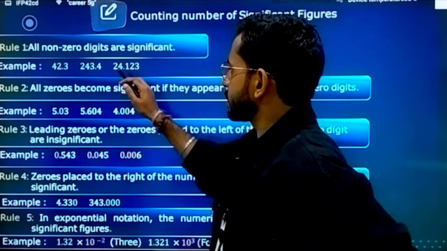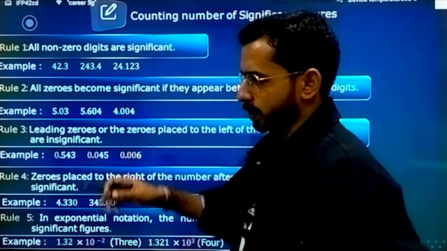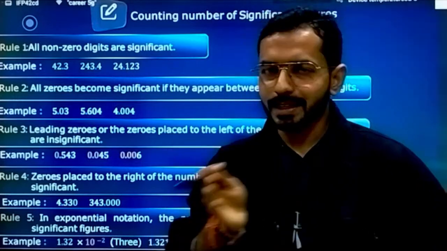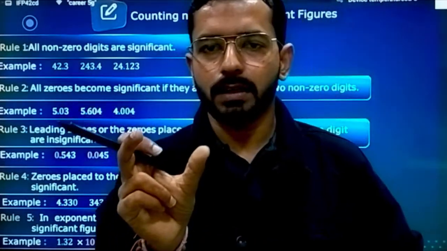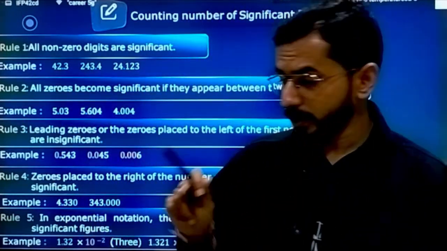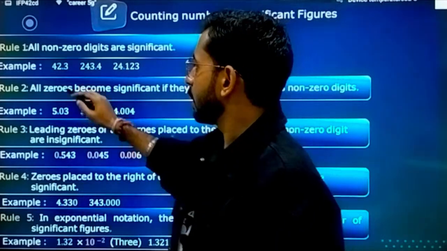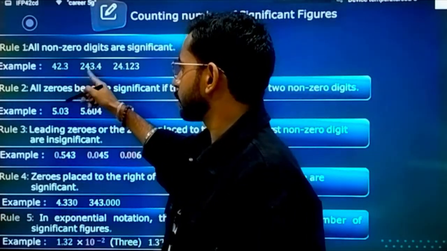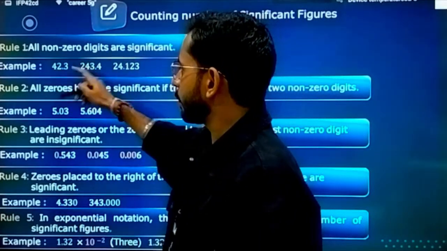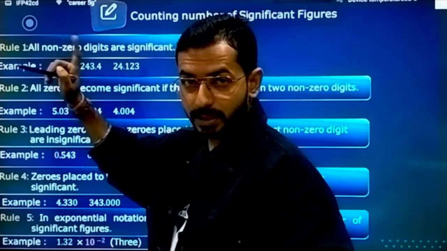First rule, all the non-zero digits are significant. That means all the digits other than 0, all the numbers that are present, will be counted as significant. For example, if you take 42.3 to 43.4, how many significant digits are there? I can simply say 3 significant digits.